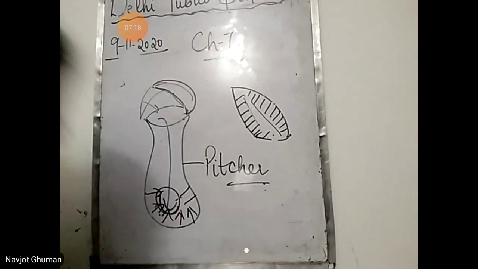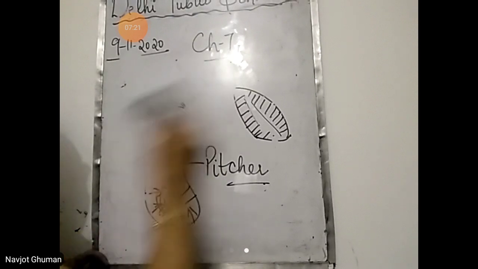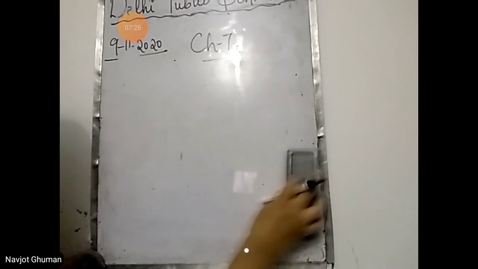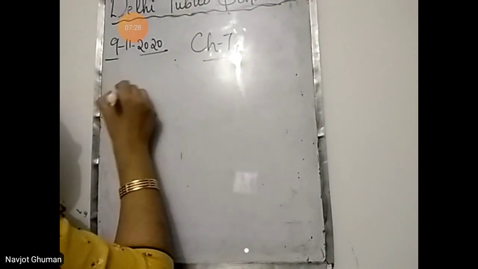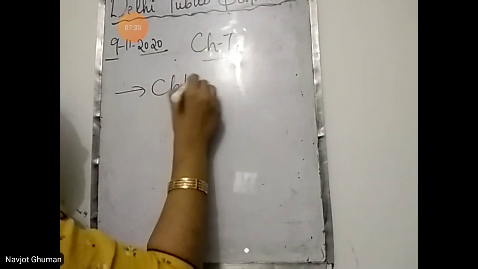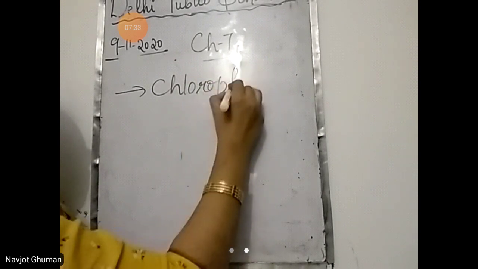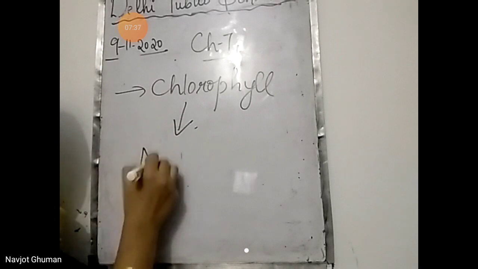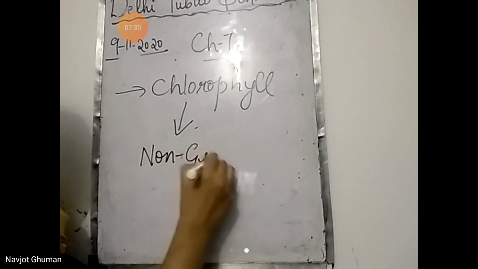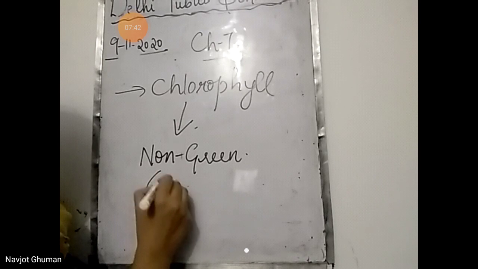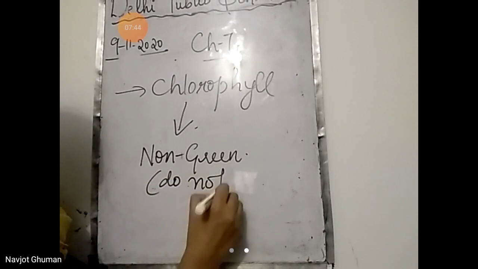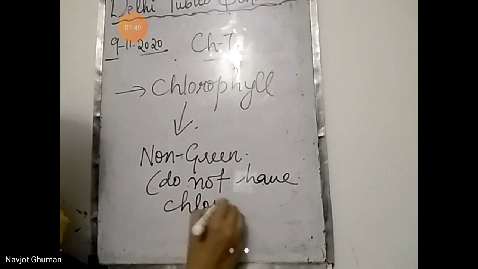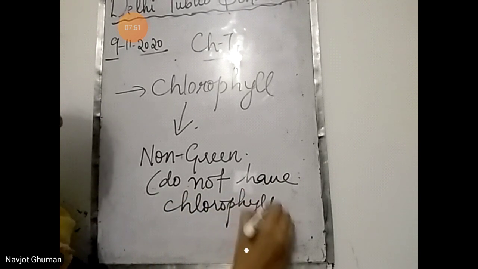Now, non-green plants means plants which are not green in color. Plants are green in color due to the presence of a green color substance that is called chlorophyll. The plants that do not have chlorophyll are called non-green plants.